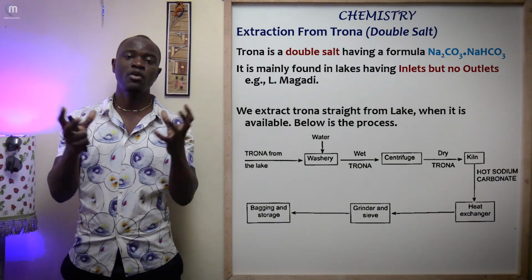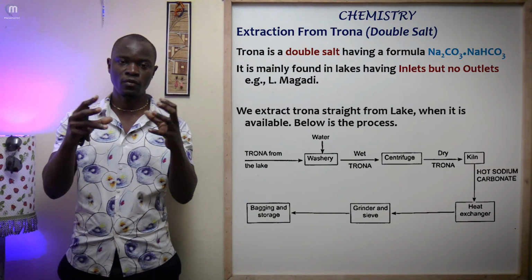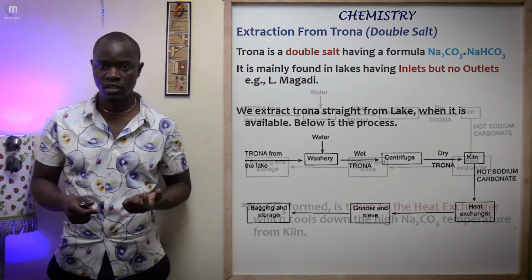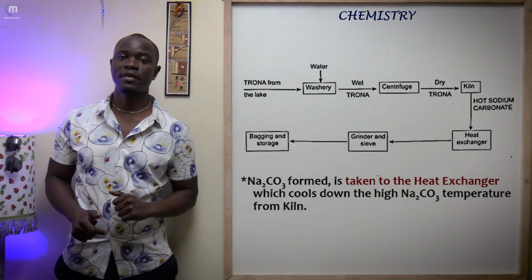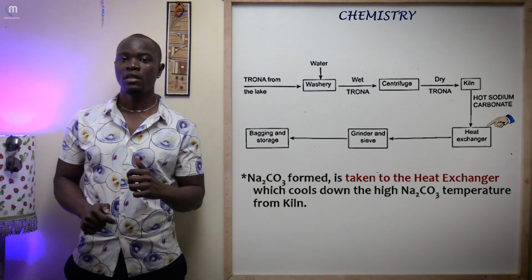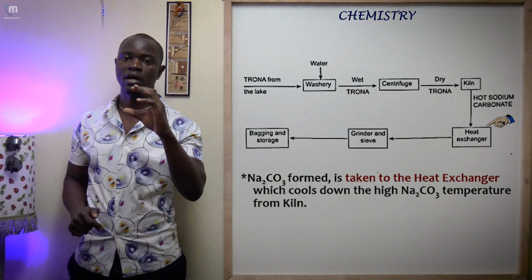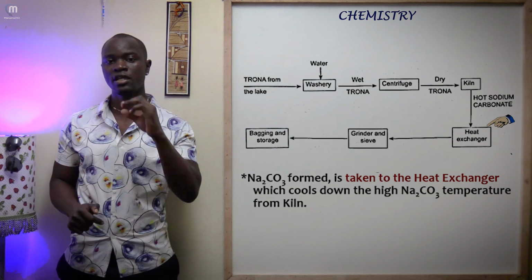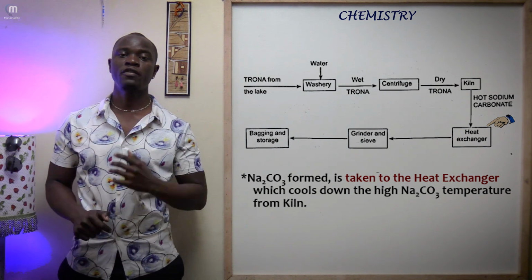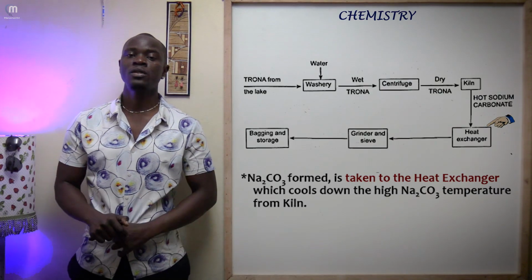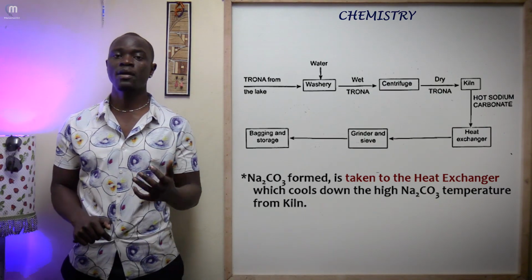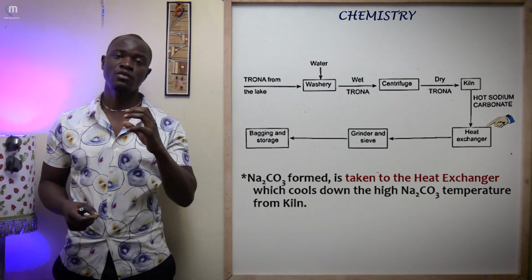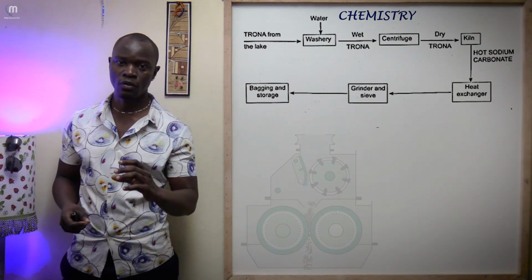Now the sodium carbonate on its own moves down to the heat exchanger. In the heat exchanger, the high temperatures from the kiln are reduced. That is the function of the heat exchanger, just to reduce the temperature of the sodium carbonate that has entered into the heat exchanger. So the temperatures of the sodium carbonate are reduced.